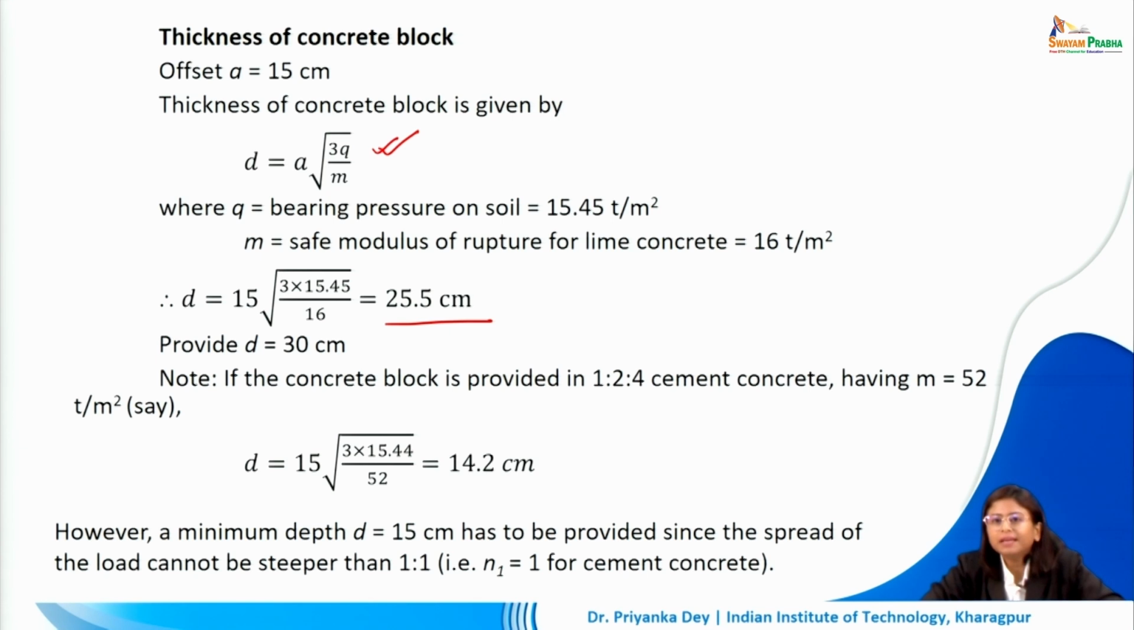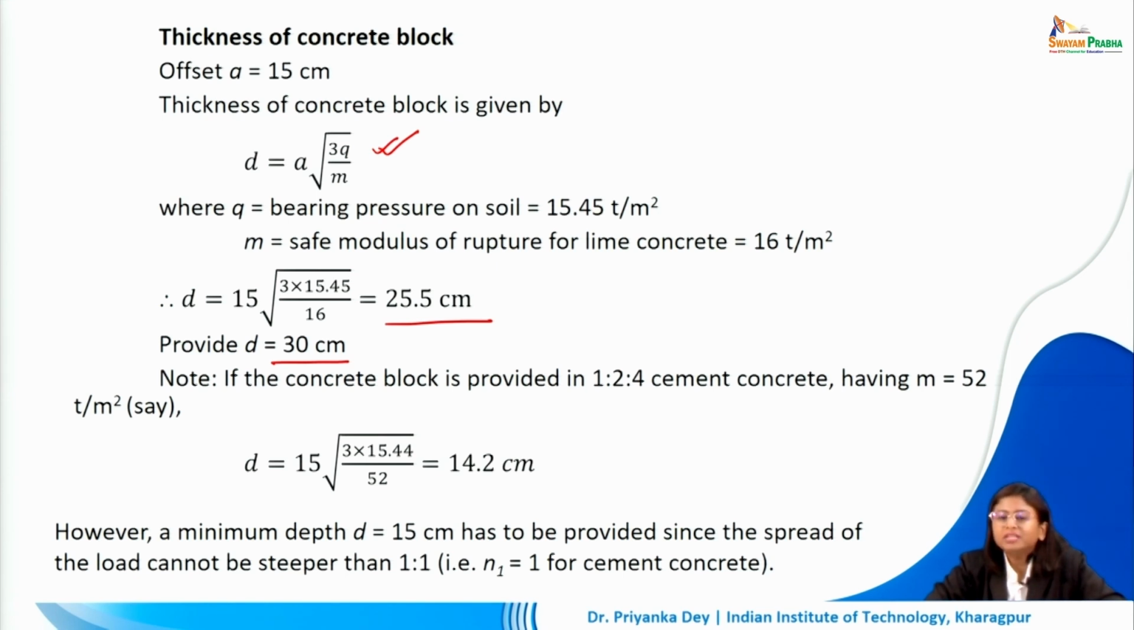So because we've taken 15 as our offset or small a, and 25.5 is going to be rather difficult to construct on site, so let's stick to a doable number. Let's keep it a little bit more, and 30 centimeter should be a good number for our small d, or the depth of the concrete bed.